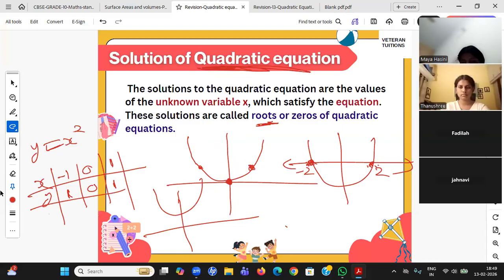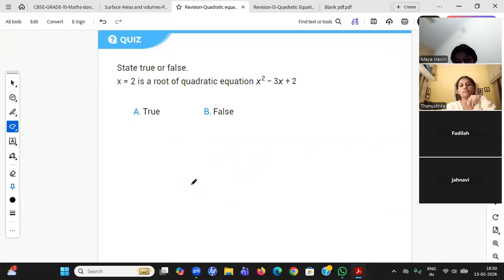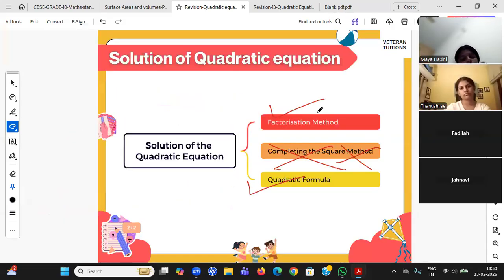That is nothing but the solution. Like here, it is cutting at 0, so 0 is the solution. Here it is touching at minus 2 and plus 2. These are the solutions. Here it is not at all touching, so no solution. Like that, without looking at the graph, how can you say? You need to do some arithmetic, which is nothing but the factorization method and the quadratic formula method.